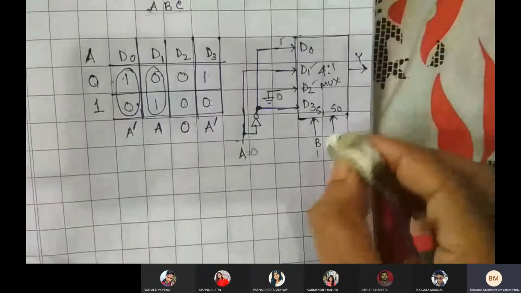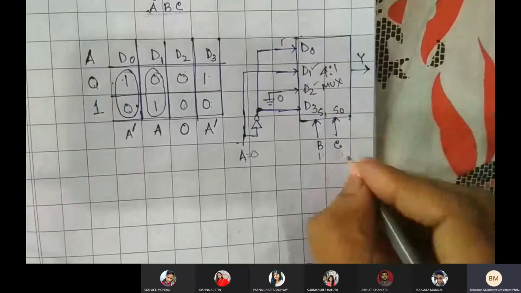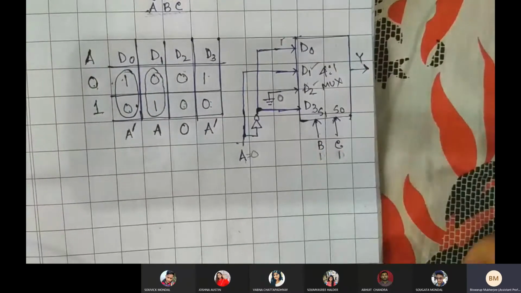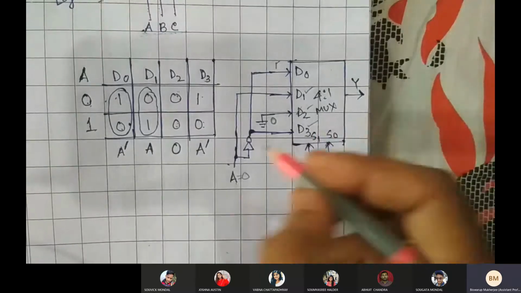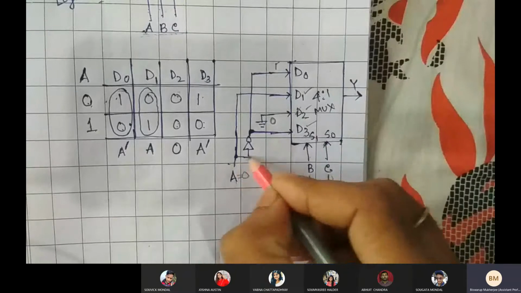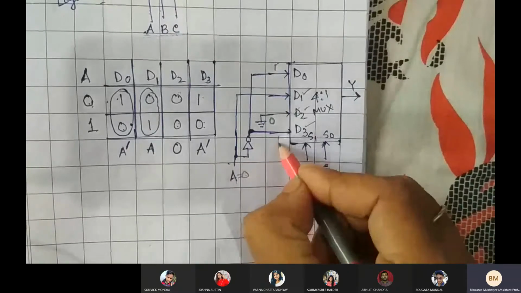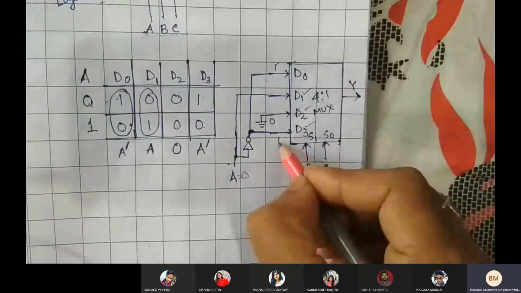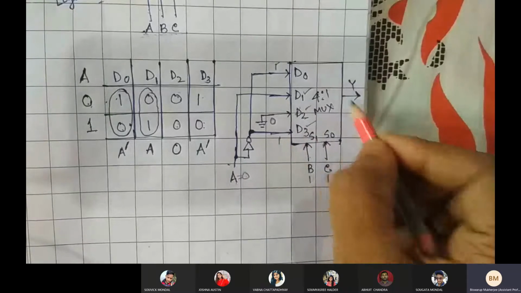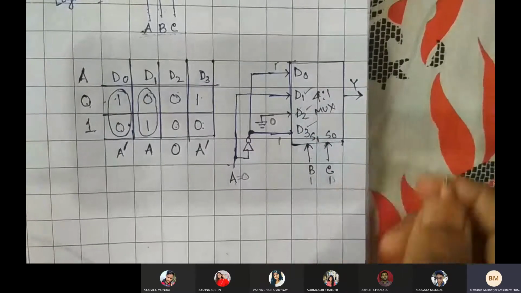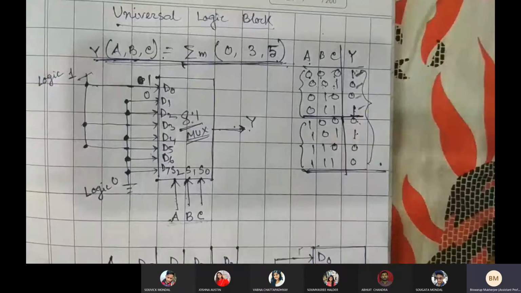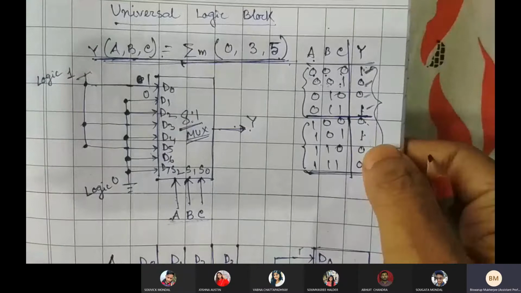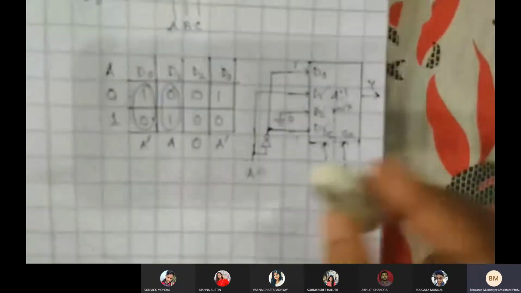The fourth one, 0, 1, 1. Okay. So for 0, 1, 1, D3 is supposed to be selected. What is D3? D3 is nothing but A bar, right? So A is 0, so A bar is 1, right? This time A bar is 1. So 1 is coming at the output Y. So when it is 0, 1, 1, output is supposed to be 1, right? The output is 1. Next we have 1, 0, 0. That is, A value is 1.